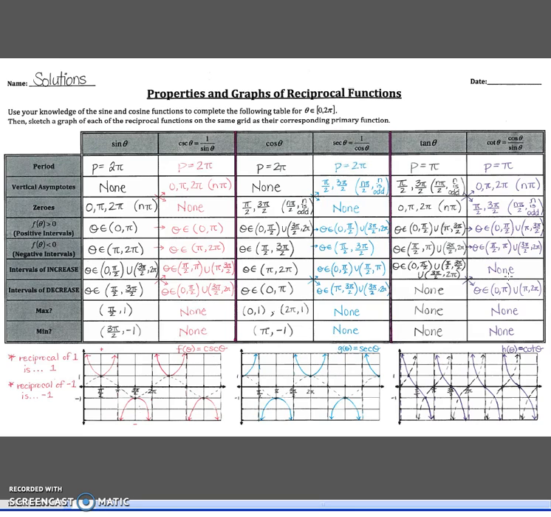In terms of maxes and mins, none of these guys have maxes or mins, because if you take a look at all of the end behaviors, they're always going up forever or down forever. Okay, it's just something that they all have in common.